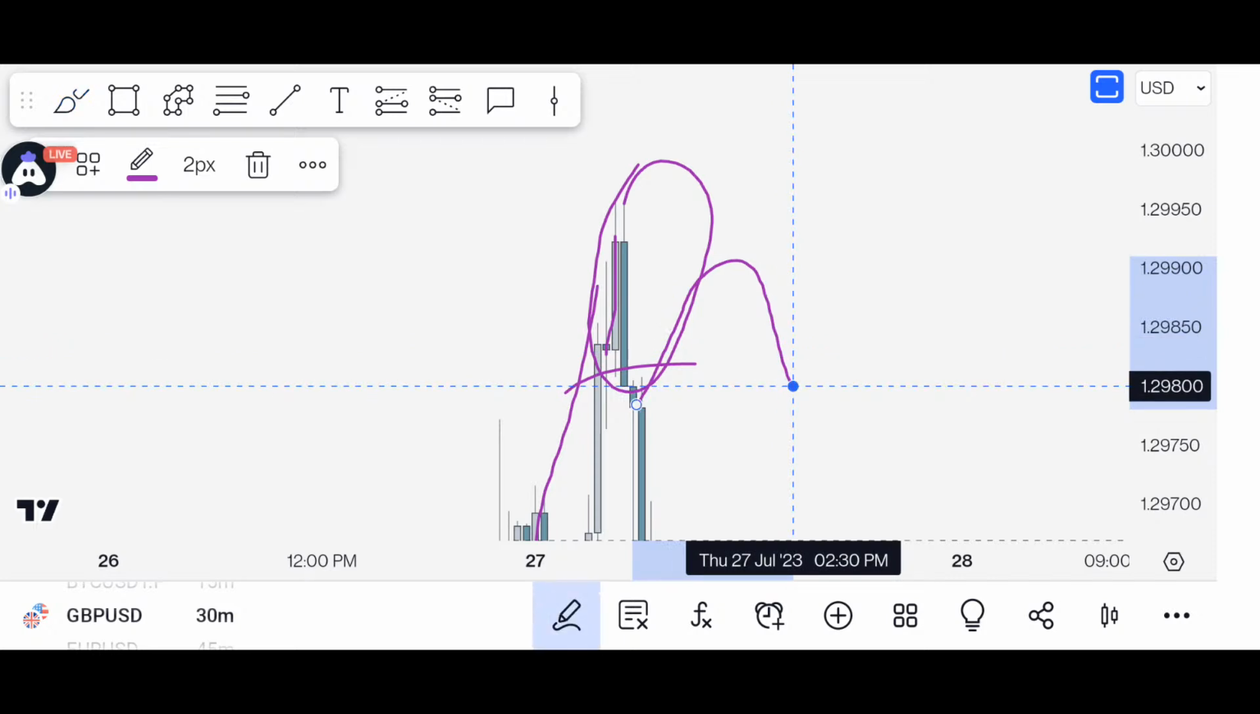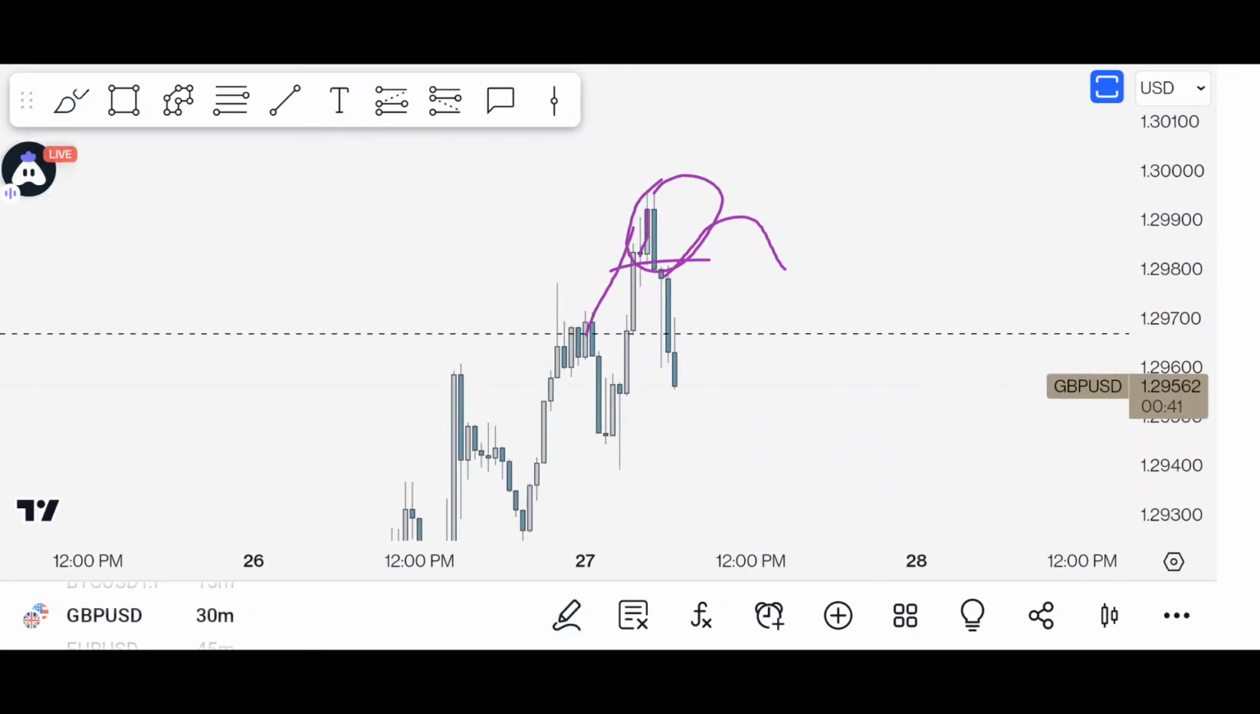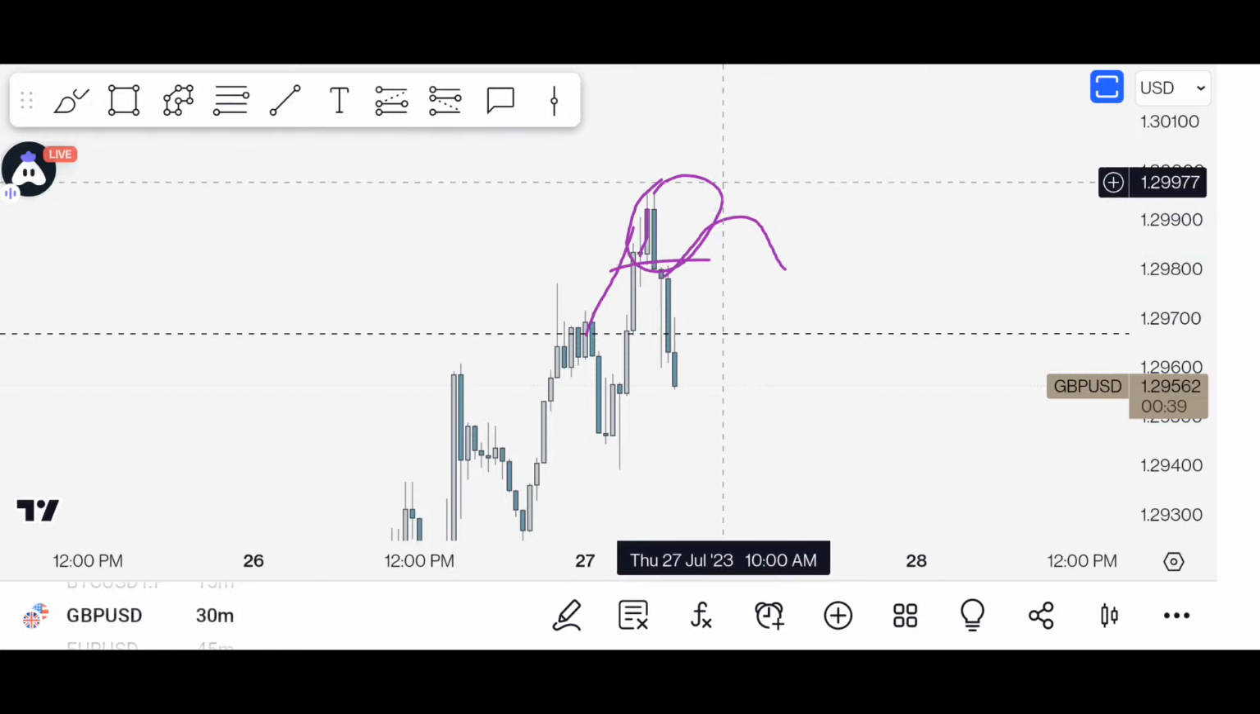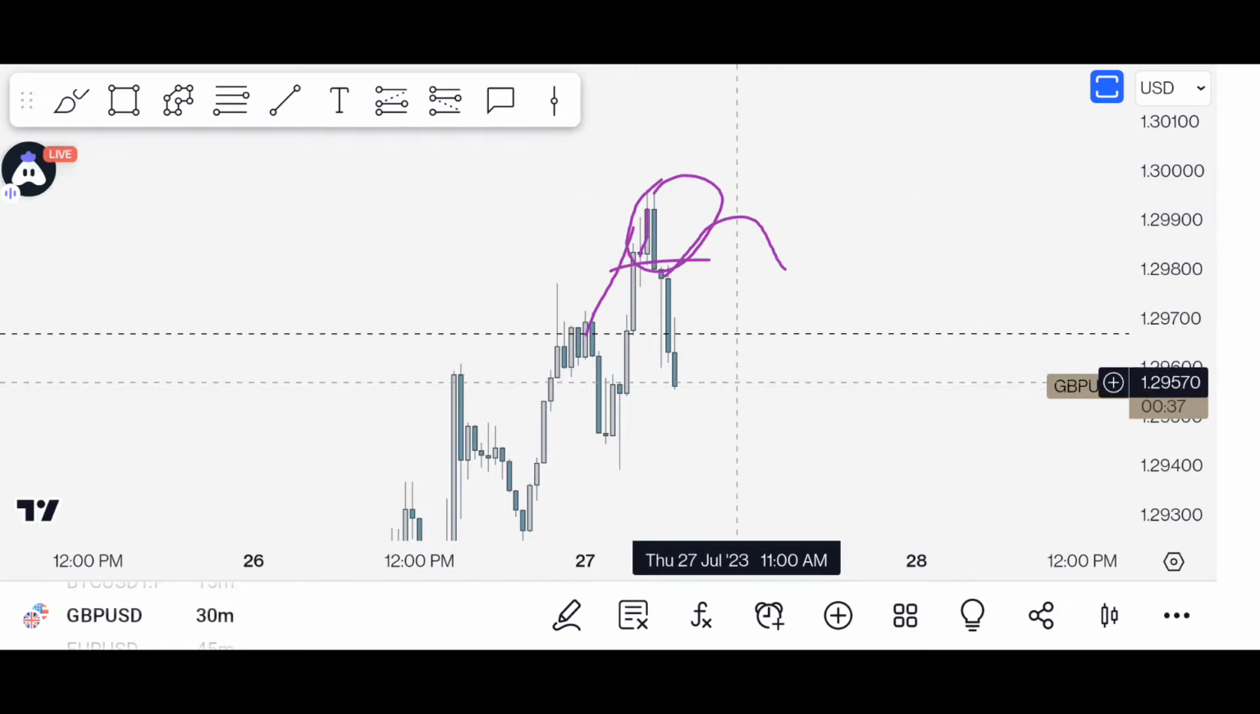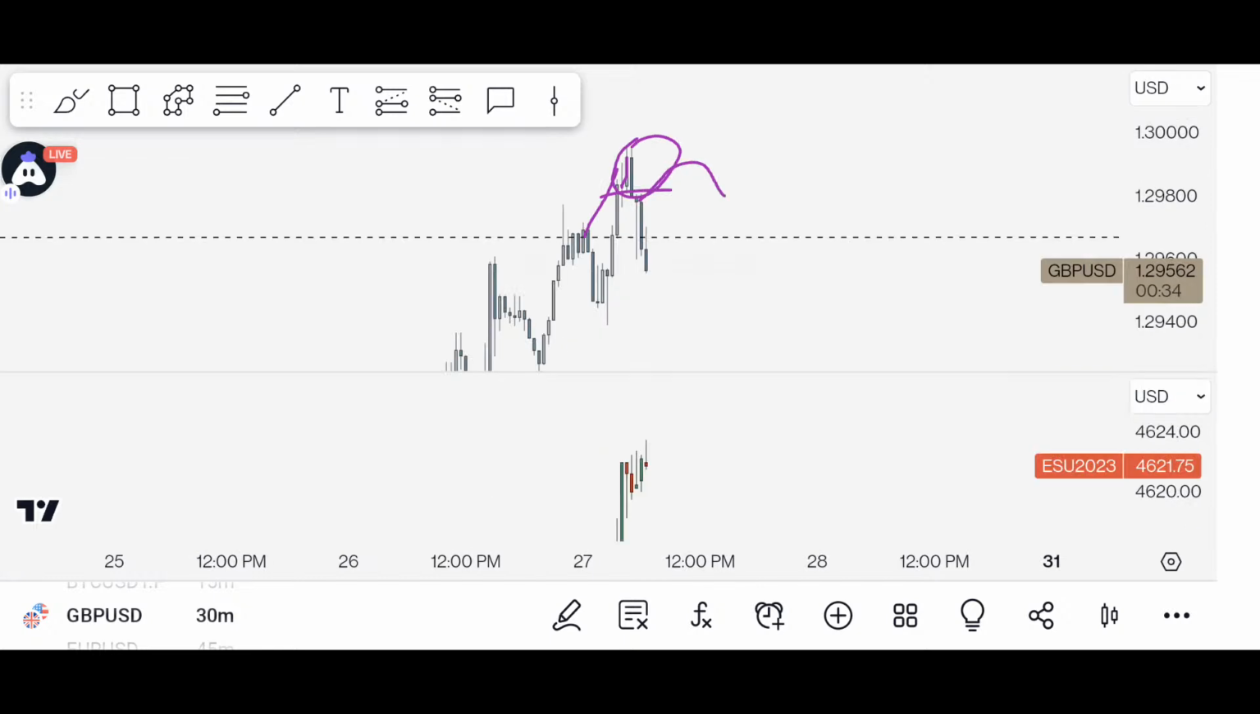So you can see it came down from this wick and still it's going down. So if you're shorted here with your stop loss here, it's already a good profit. So that was the order block I was talking about.